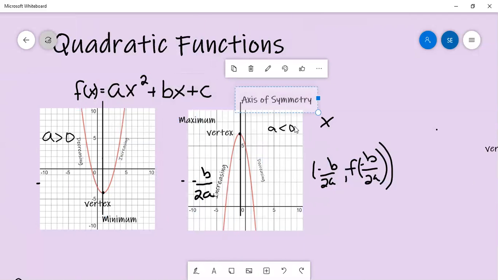It's called the axis of symmetry. So if we folded that parabola along that axis of symmetry, it would match up. It's the same on either side. Okay. So that's the basic terminology, and we're going to walk through an example.